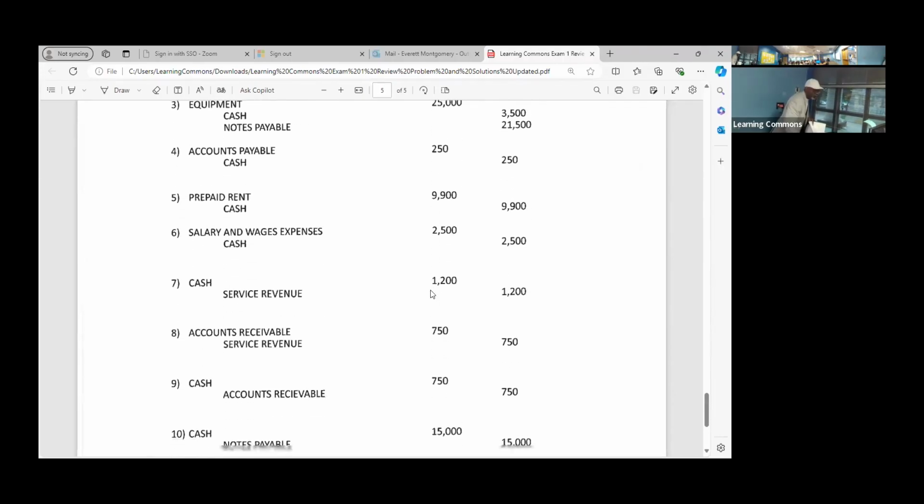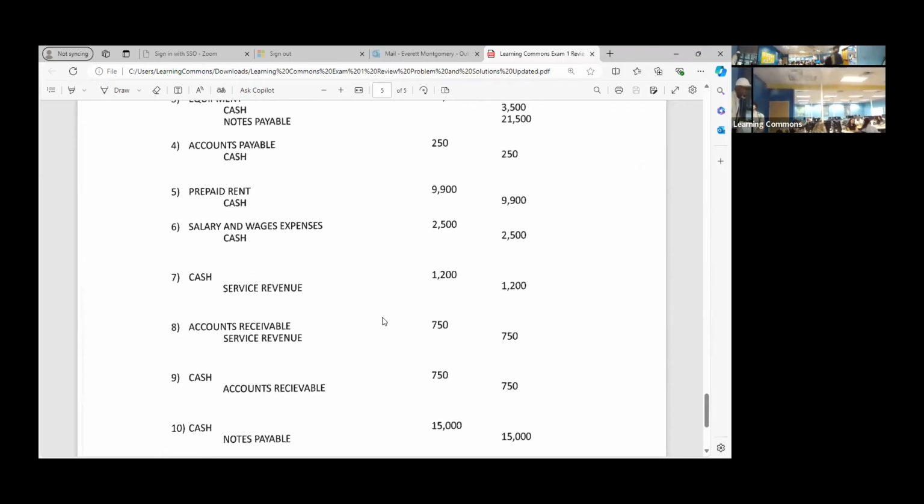So what's the difference between like deferred revenue? Deferred revenue is not an actual revenue. It's a liability. And you can mix that up because it has revenue in it. Just remember, deferred revenue is not a revenue account. It's a liability. So in this case, we got the accounts receivable and we got the service revenue. They're going to pay us later.